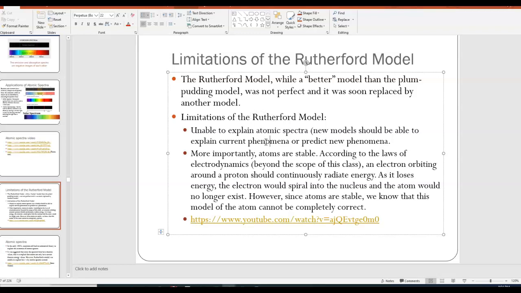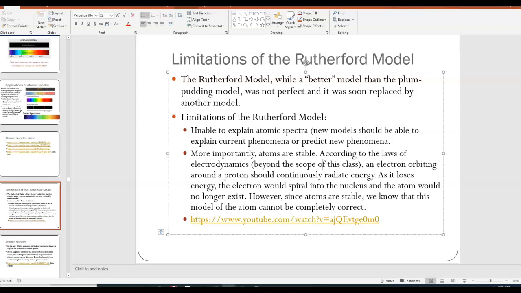Now, here is kind of a more important limitation of the Rutherford model. You do need to know both of these. But the more important issue with the Rutherford model is that atoms are stable. And we know atoms are stable because the universe exists, and everything in the universe is made of atoms. However, and this is something you want to add to your notes, we're not going to talk about the why this is, but according to the known laws of physics at the time, the laws of electrodynamics, if you have an electron that is orbiting around a proton or orbiting around a positively charged nucleus.